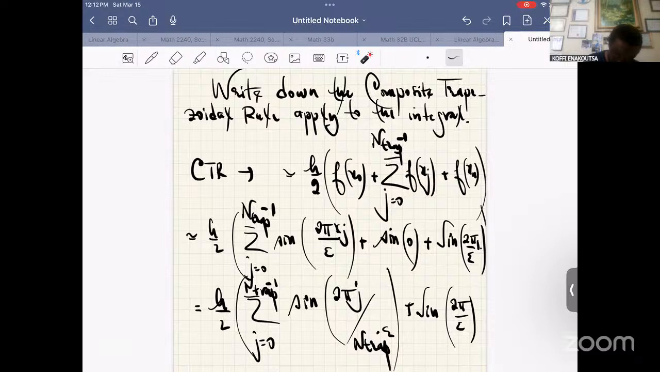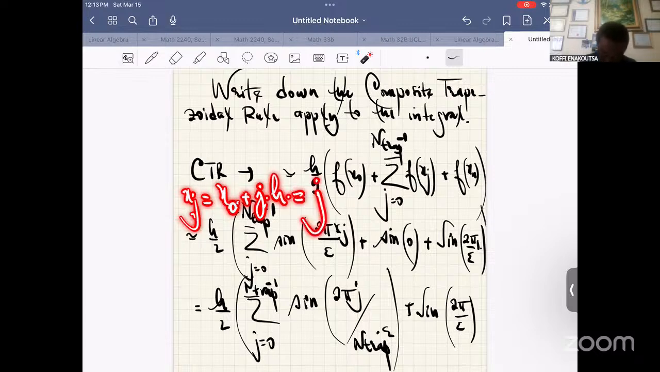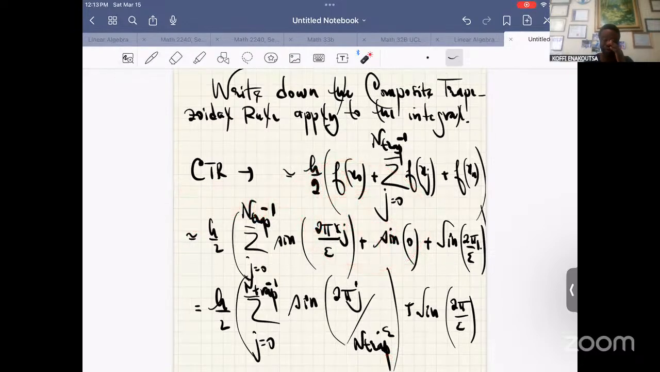If you take xj in the distribution, that will be x0 plus j multiplied by h. But x0 is 0, so xj is just j multiplied by h. And j multiplied by h is j times 1 divided by n_trap, like this. And that's what you have over here.